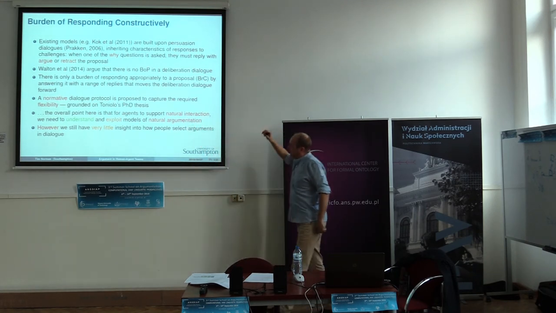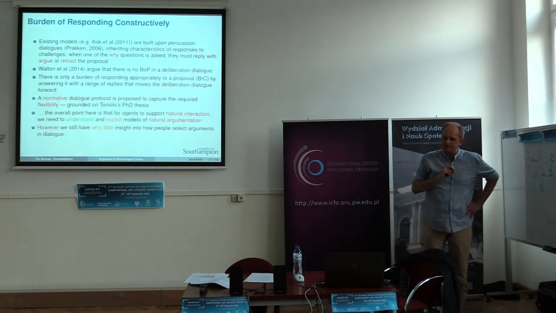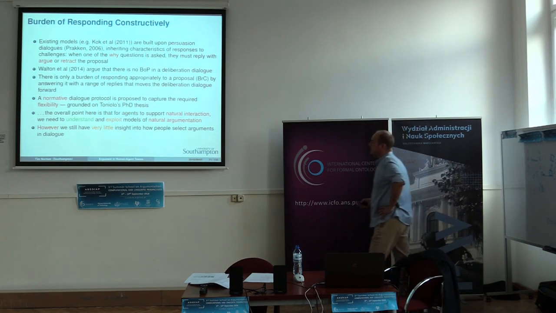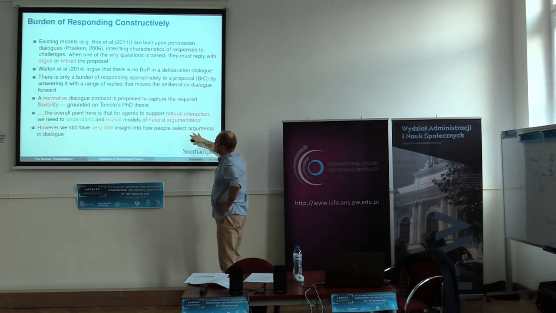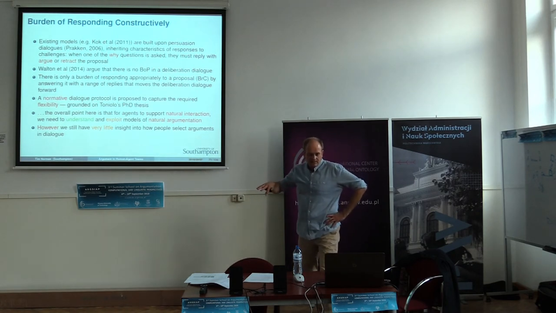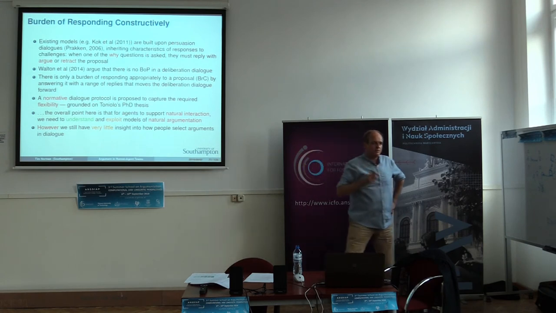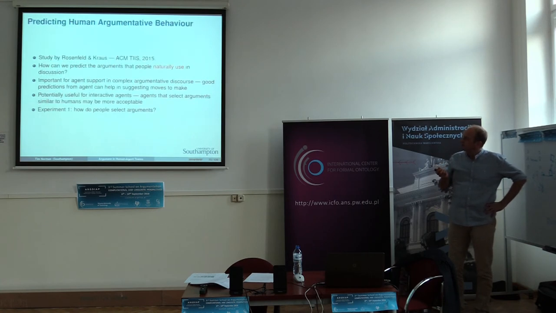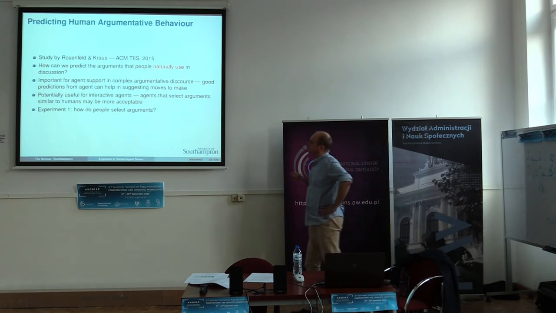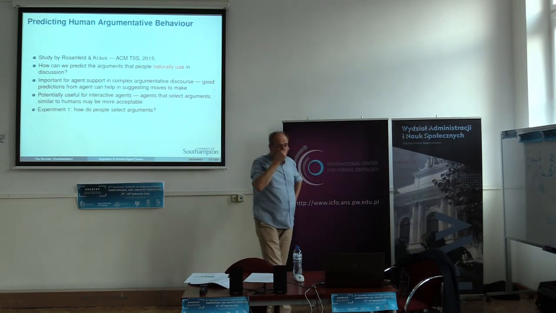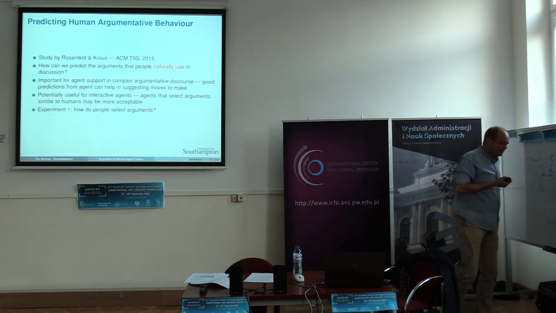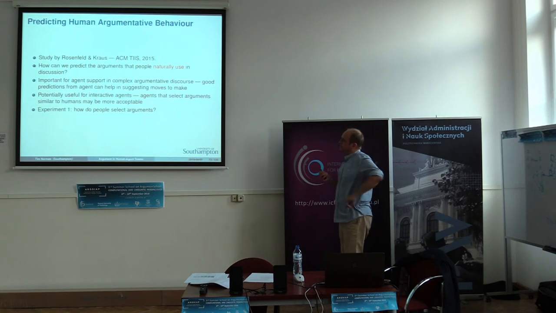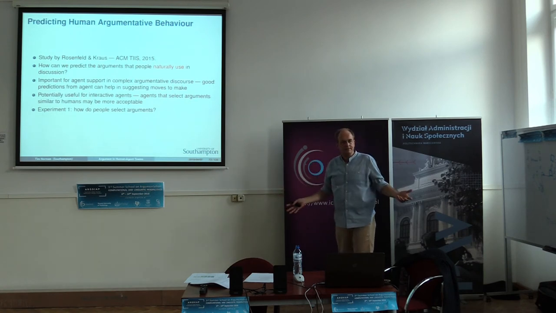So the overall point is that agents that are supporting natural interaction need to understand and exploit models of natural argumentation that people actually engage in. But we still have very little insight as to how people select arguments in dialogue. In the last bit today, I want to relate this to a really interesting study that Sarit Kraus did with her student Ariel Rosenfeld. They wanted to think about how you can predict human argumentative behavior, that is, what are the arguments that people naturally use?